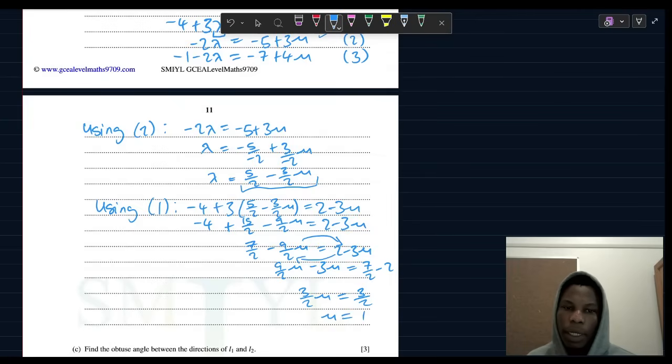Since mu is 1, we can find lambda. Lambda is therefore 5 over 2 minus 3 over 2 times 1, so lambda is (5 minus 3) over 2, which is 2 over 2. Lambda is 1 as well. So using equations 1 and 2, we get that mu is 1 and lambda is 1.